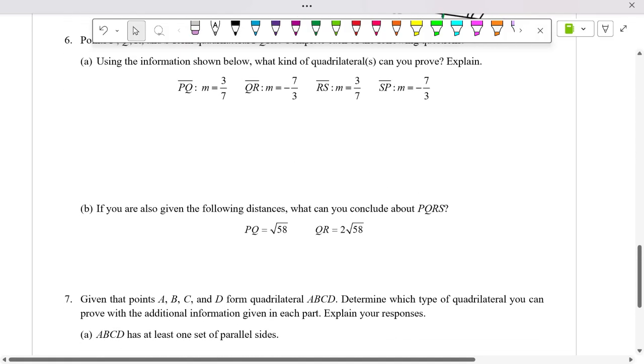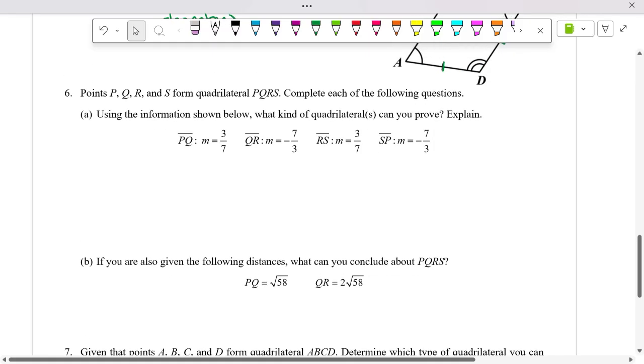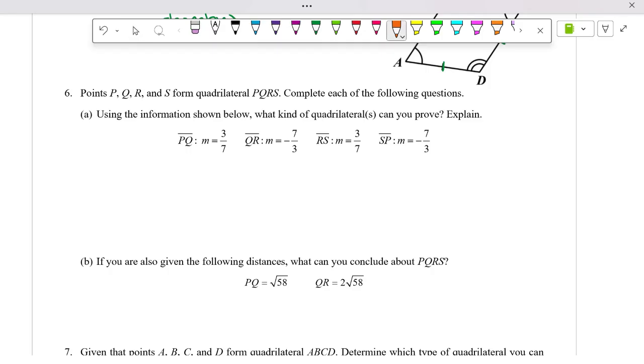Okay, 6 is more about slopes and distances. That's more coordinate geometry. But okay, let's put it this way. So these are all slopes. They're saying that PQRS is a quadrilateral with each of the following, and so they gave us these slopes.